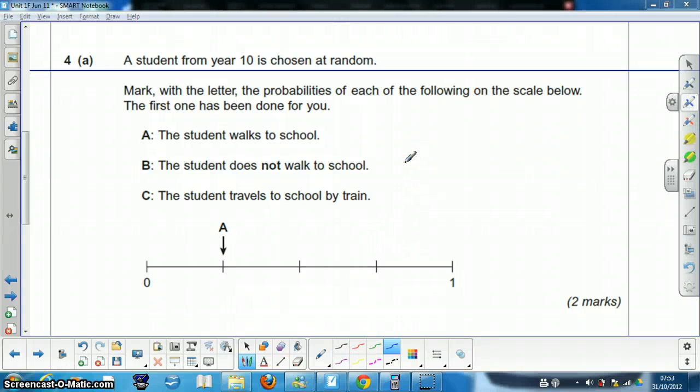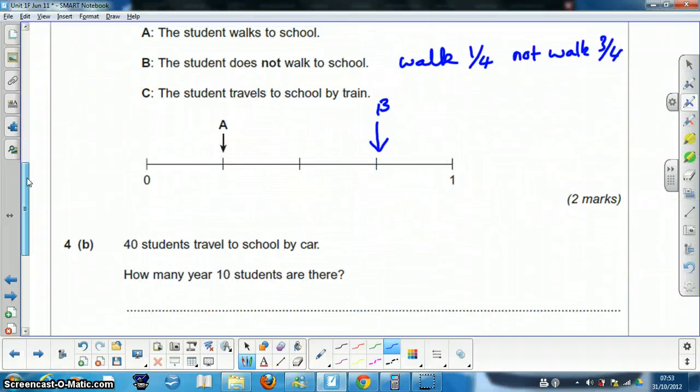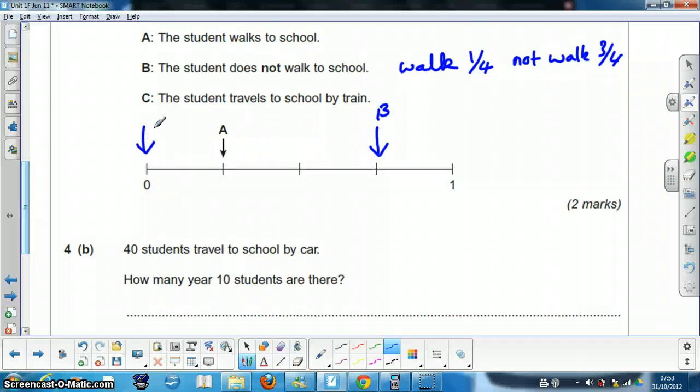So walking was 1/4. So not walk must be 3/4. So it's here. What about the student travels to school by train? Well, there's none there. So that's a C. 40 students travel to school by car. How many Year 10 students are there?